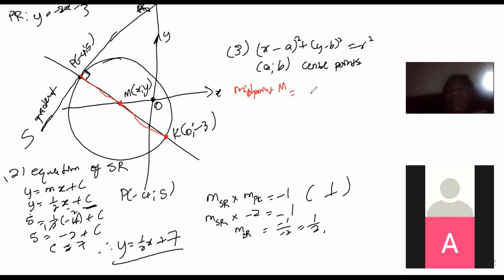And the coordinates of a midpoint are, what are those coordinates again? We start with X. So it's XP plus XK over 2 and YP plus YK over 2. Those will be our coordinates. So XP is -4.